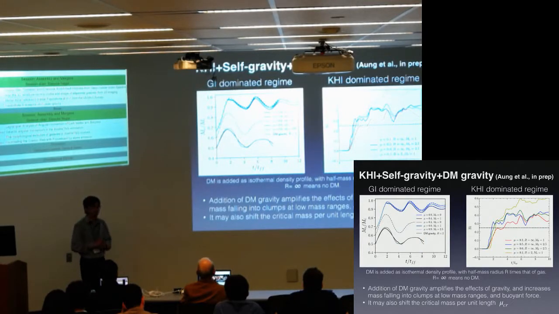So this is the working prep. What happens if you add some sort of dark matter gravity in addition to the self-gravity? Well, it usually just amplifies the effects of the gravity. For example, in the gravitational instability dominated regime, the gas mass that goes into the clump will get larger. And if you go into a KHI dominated regime, the Richardson number gets larger. But in the middle, it may also shift the critical mass particle length.